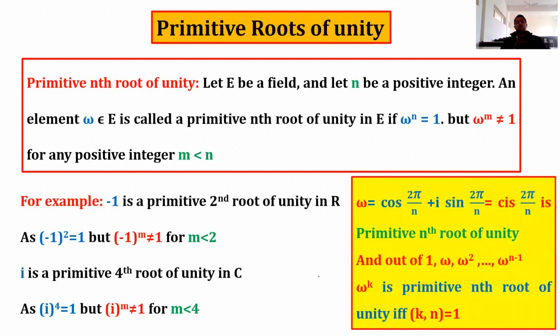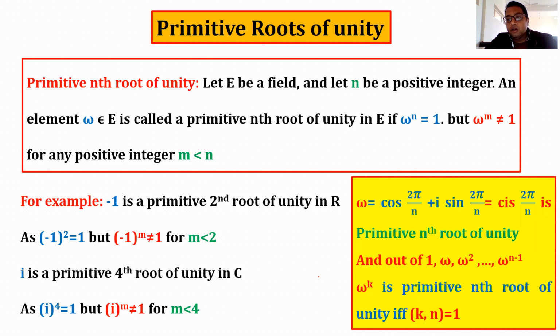So now what is the procedure to find all the primitive nth roots of unity? The results which I have shown you on the screen, I have directly copied from the undergraduate level. There we have proved that omega equal to cos 2 pi by n plus iota sin 2 pi by n is a primitive nth root of unity. This omega is a primitive nth root of unity.